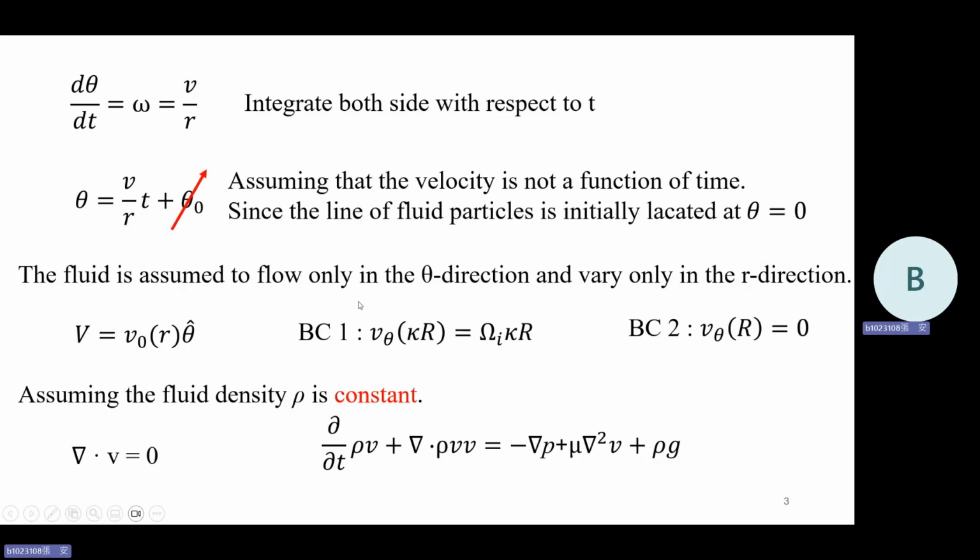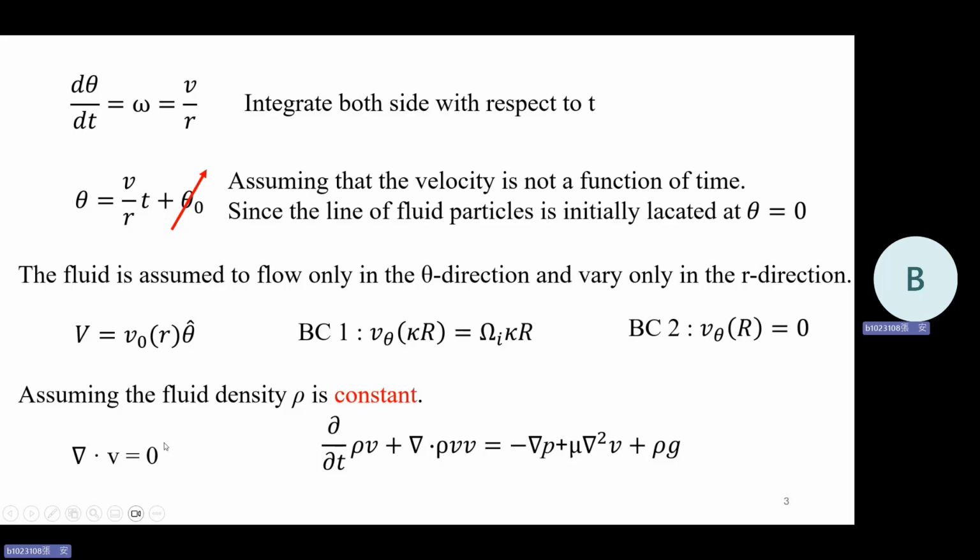Boundary condition one is this, when r equals kappa R, we get this. And when r equals big R, we get this. Next, if the fluid does not slip on the wall, then it has the wall velocity, kappa R times omega I. For the equation of continuity, considering the mass balance over a volume element, the fluid is flowing steadily. Also, the fluid density is constant. So we get this equation, and the next step is the expression.